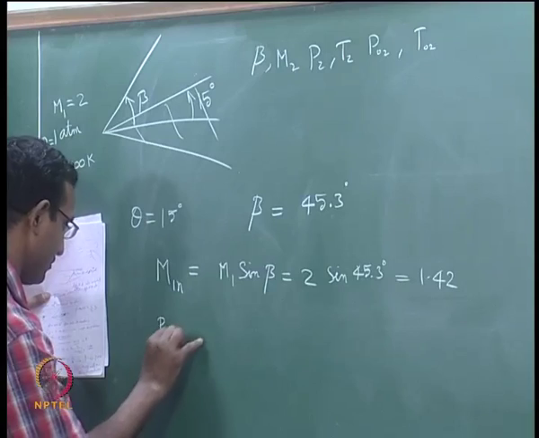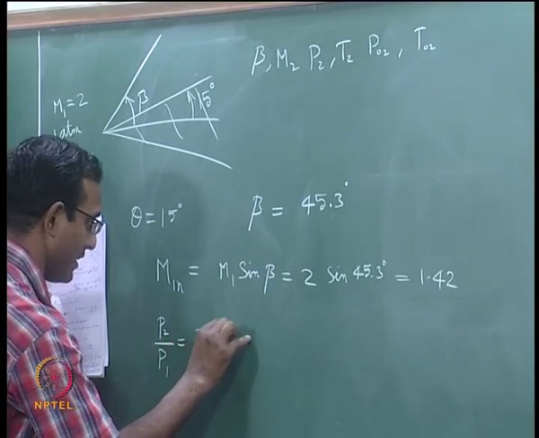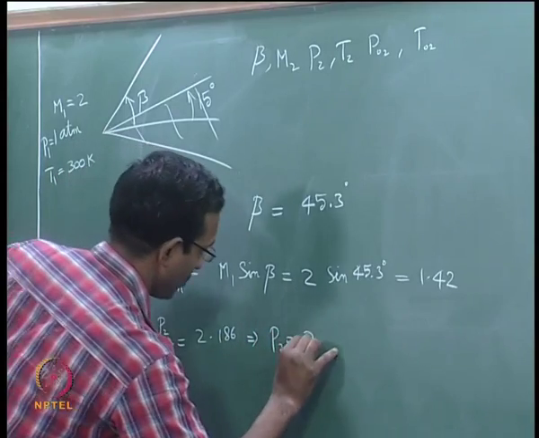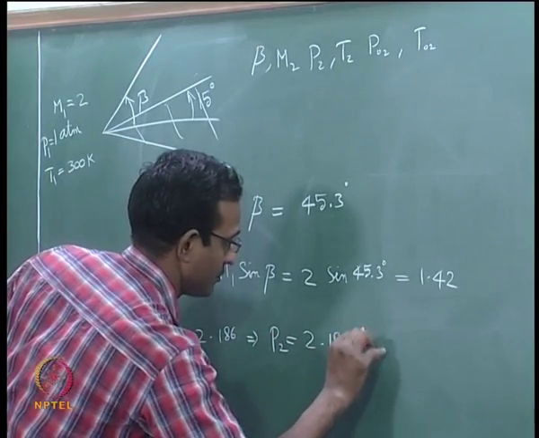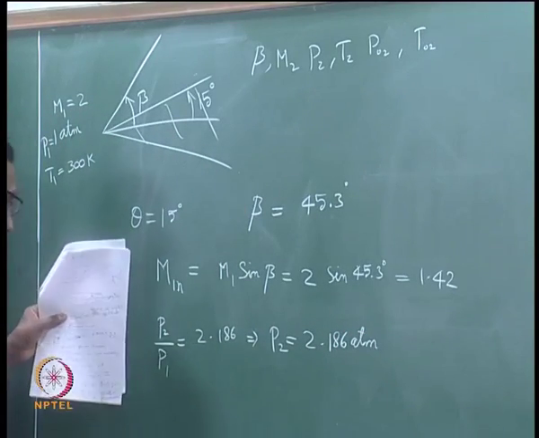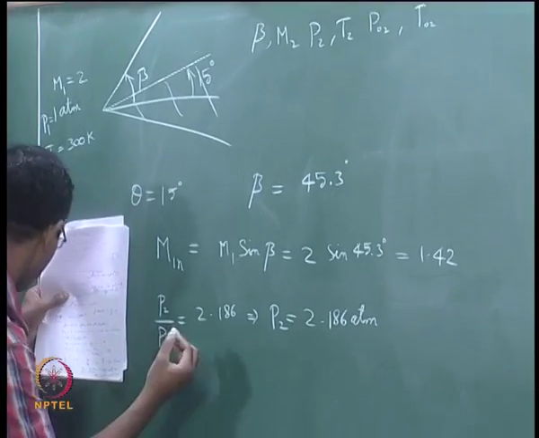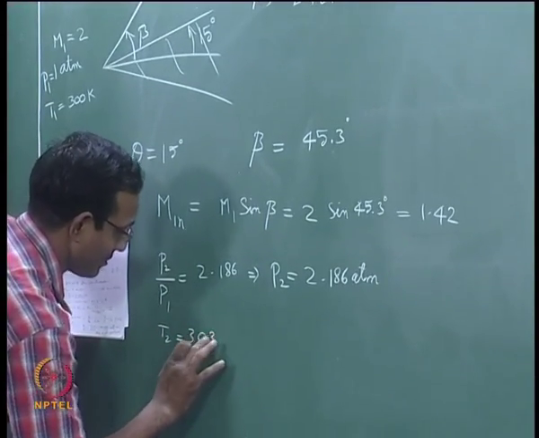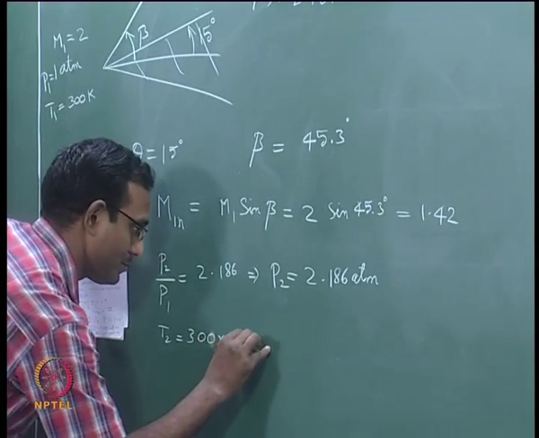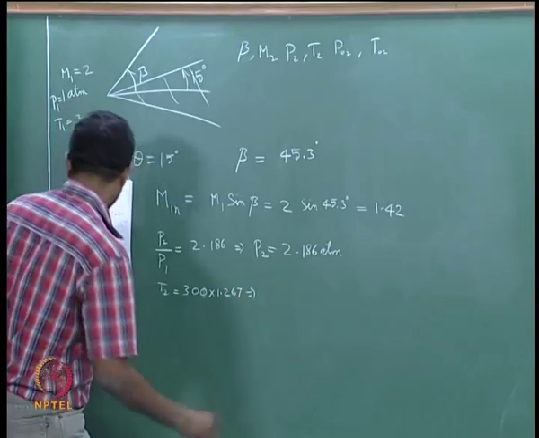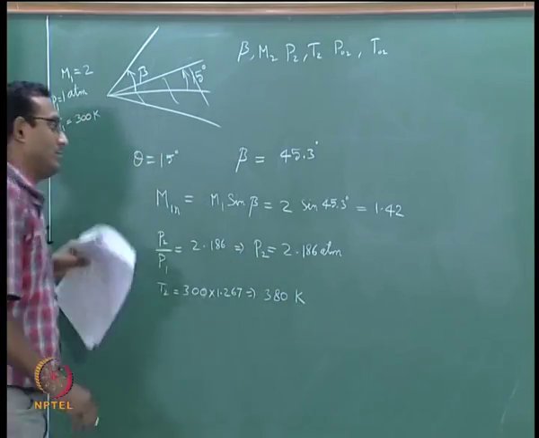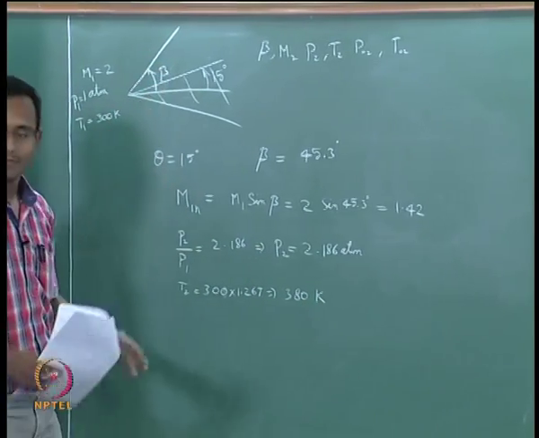So I will get P2 by P1 equal to 2.186, which implies my P2 is equal to 2.186 atmospheres, because P1 is 1 atmosphere. And for T2 by T1, I will just directly write T2 equal to 300 times 1.267, that is going to give me 380 Kelvin. That will be the temperature across the shock.